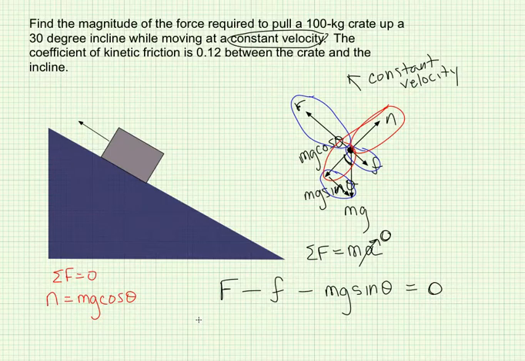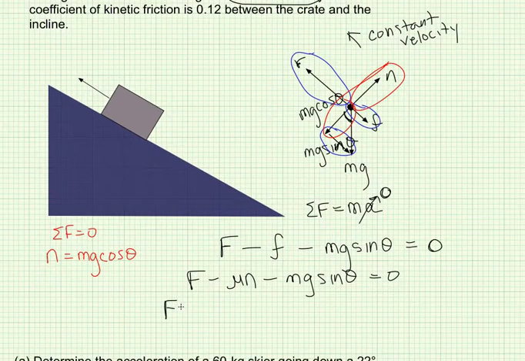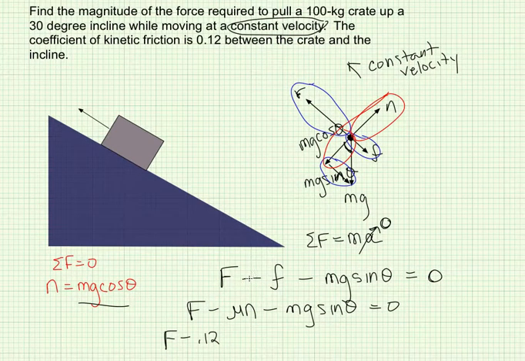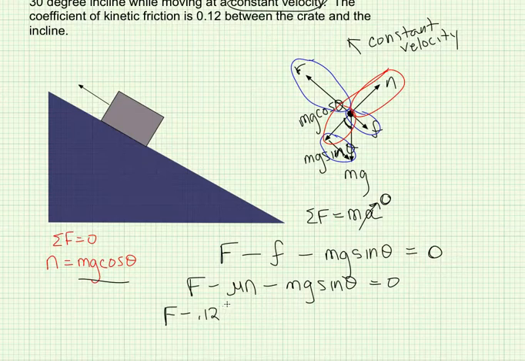So I'm looking for the applied force, that's what we're looking for, minus friction, and friction equals mu times the normal, minus mg sine of theta. That all sums up to equal 0. So in doing our applied force, minus the coefficient of friction, which was 0.12, the normal is going to equal mg cosine of theta. Now this time I am not able to cancel out the m's. And the reason I'm not able to cancel out the m's is because there's no m in the applied force.